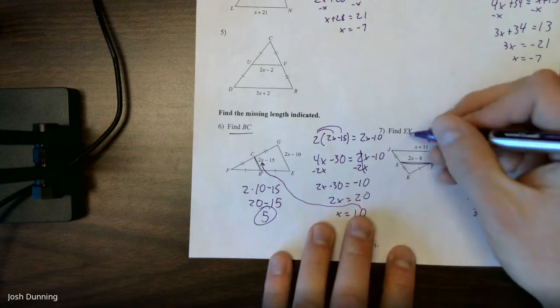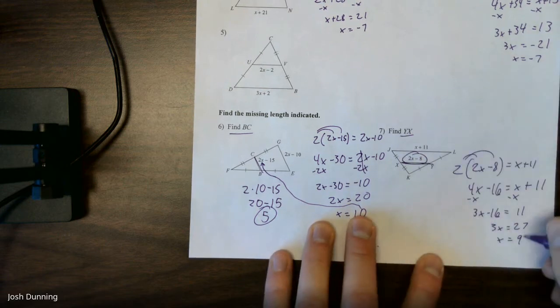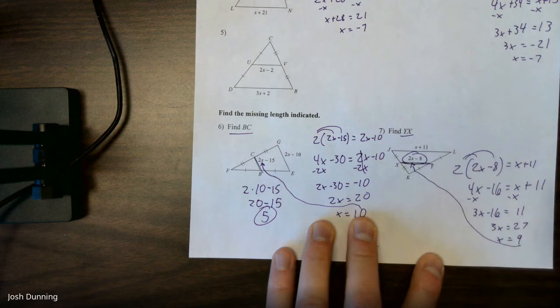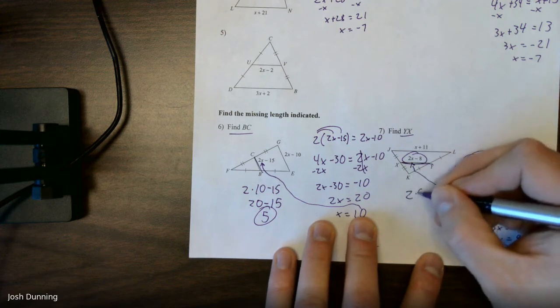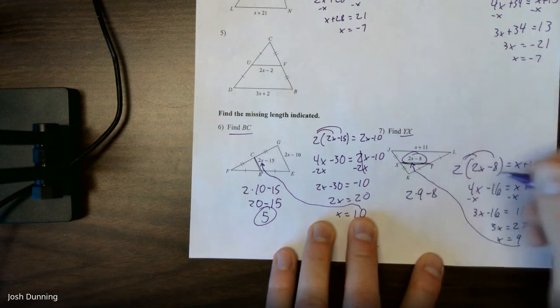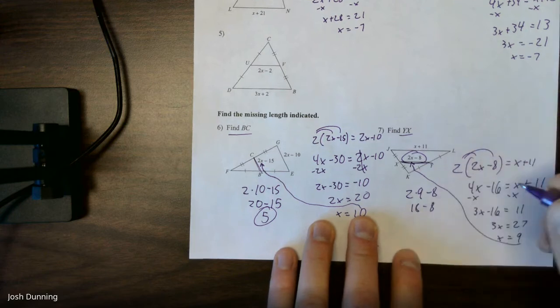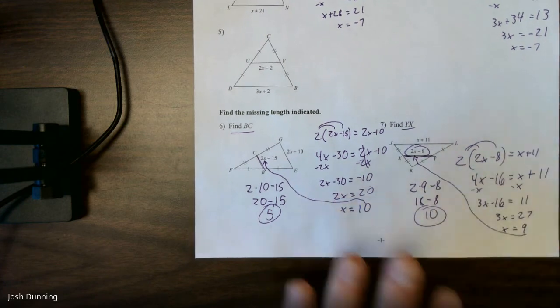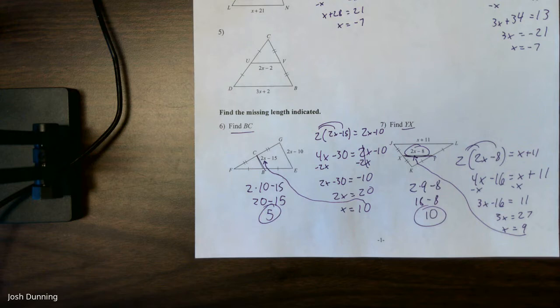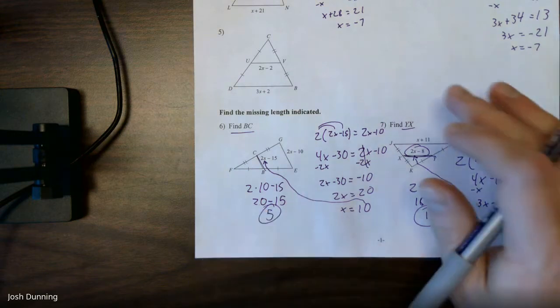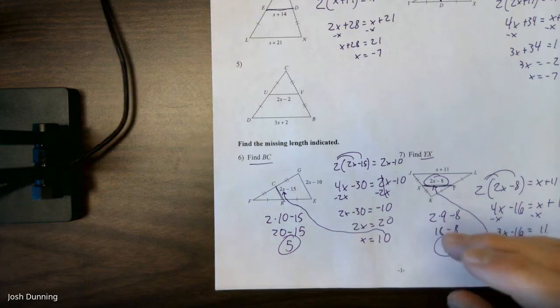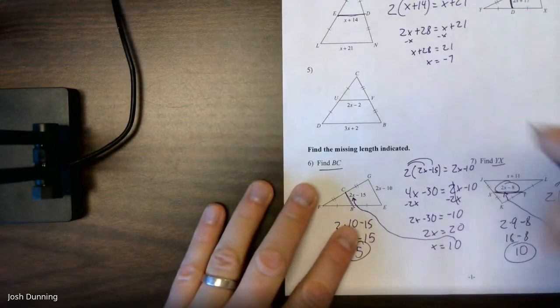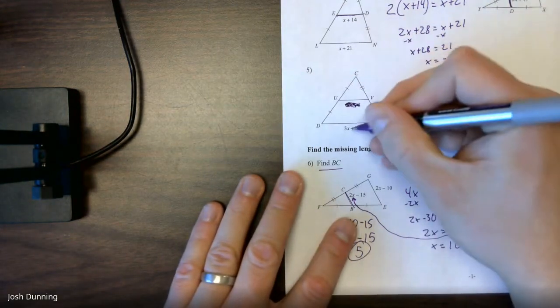And it says find xy. This one represents xy, so we're going to plug that in there. We're going to substitute the 9 in for x. So we get 10. So that was the mid segment. And just in case they try to sneak anything in here, something like this.